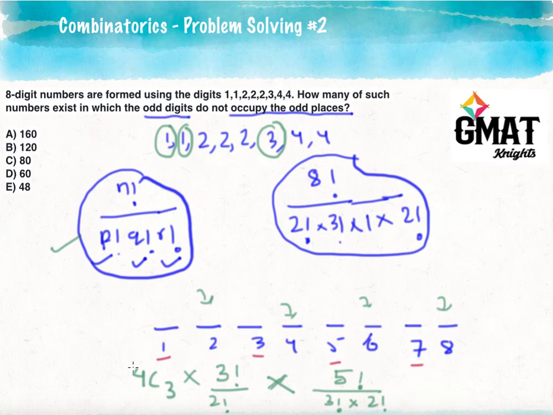If you solve this, 4C3 is 4, 3 factorial upon 2 factorial is 3, and 5 factorial by 3 factorial is 4 into 5, 20, divided by 2 is 10. So the value that we get is 120. In all, there are 120 such 8-digit numbers which exist under such restrictions. So the correct answer to this question is choice B. Thank you.